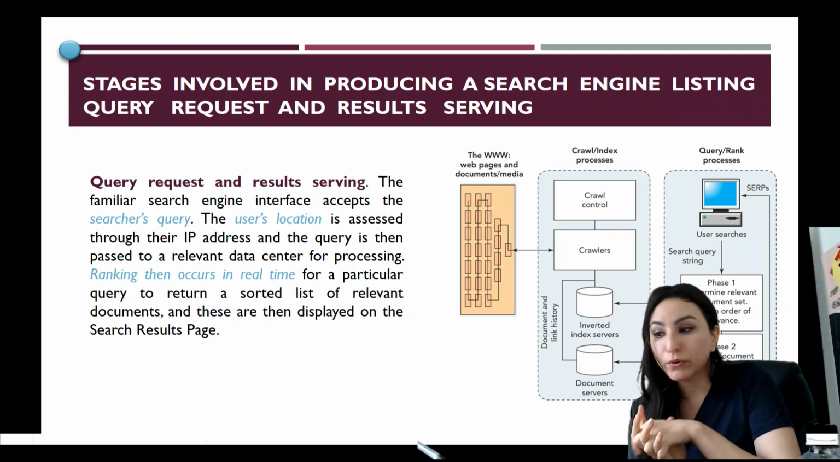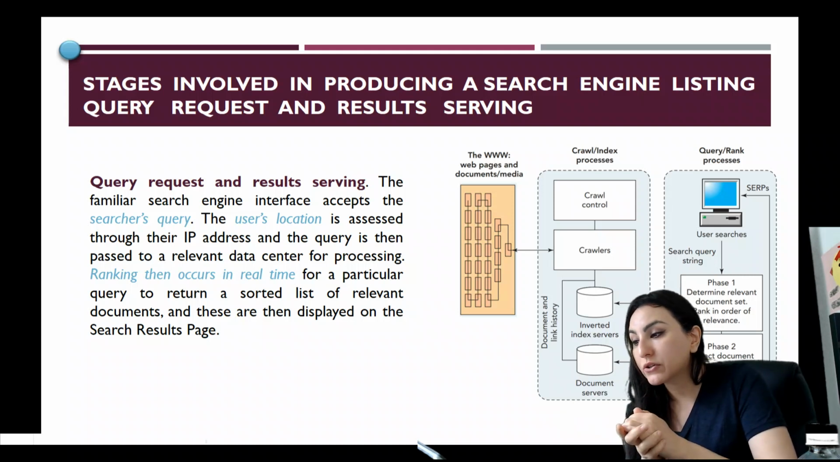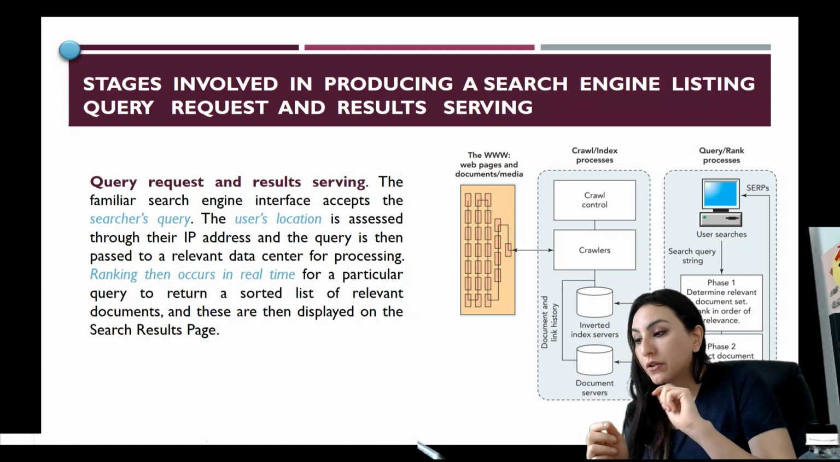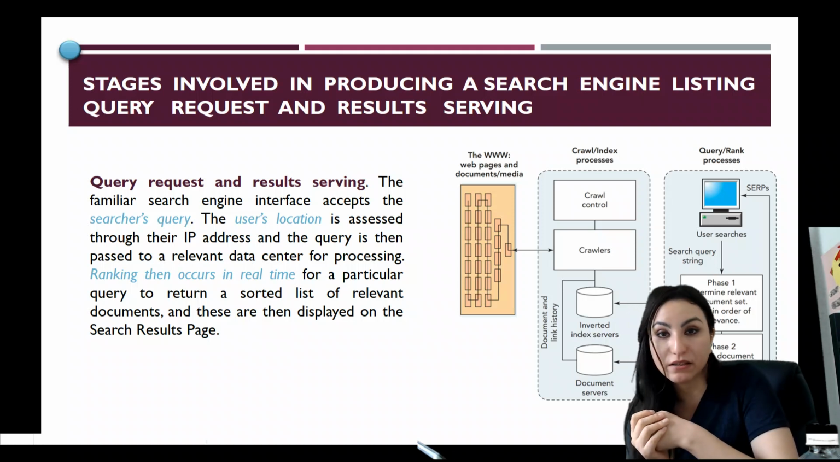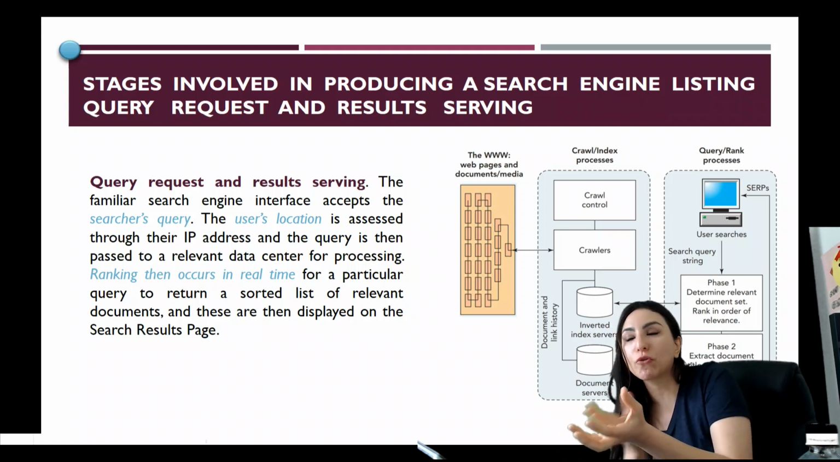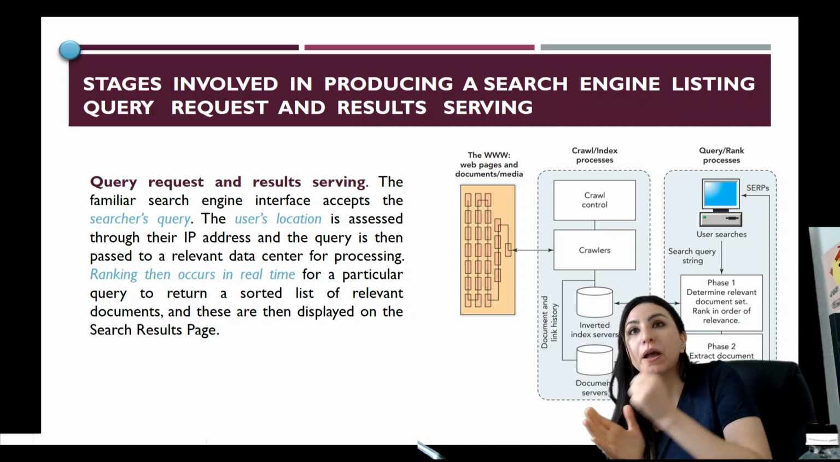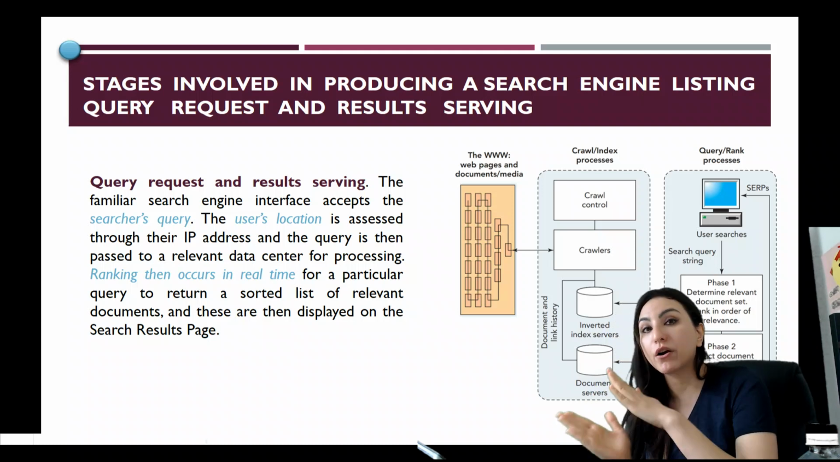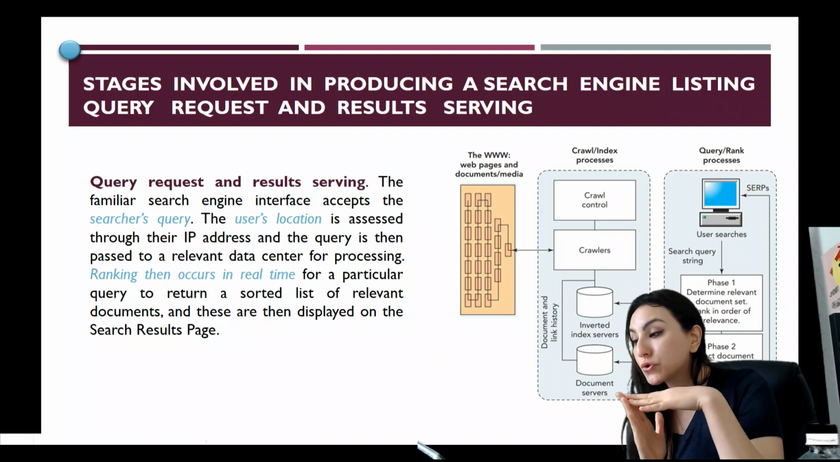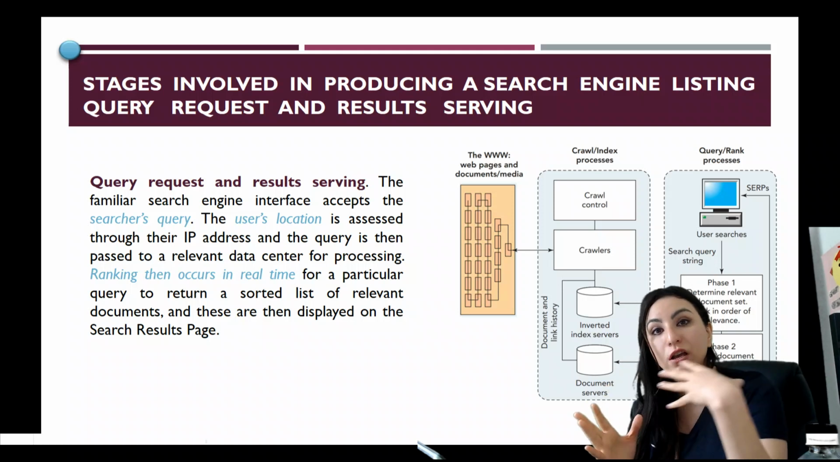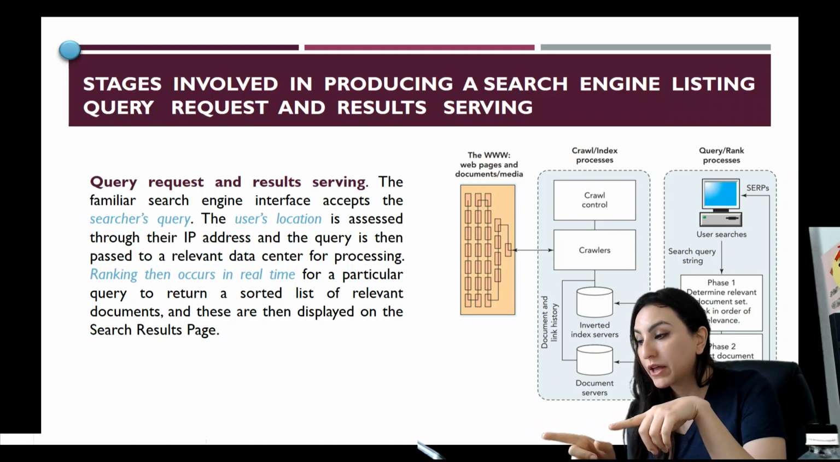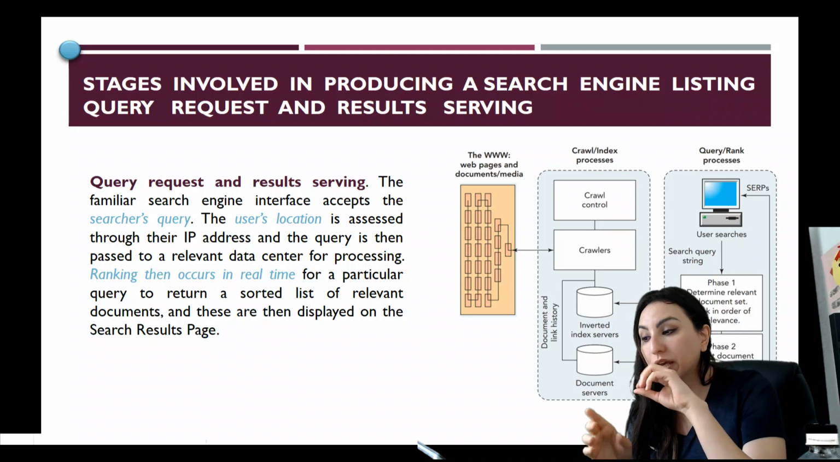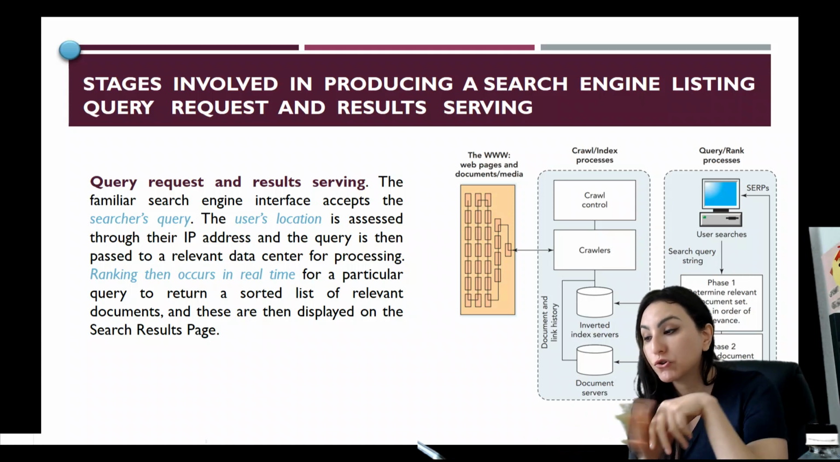Query request. Query request is when you are entering a certain keyword, but search engines accept the search queries, and the user's location is also assessed. They're not taking the keyword or the term from you only. No, they're taking the term, the keyword, or the search term, but they're also assessing the location. Where are you? They're also assessing your previous history and all that. So it's assessed through an IP address, then processed to relevant data centers so that they can give you the most relevant results even around your geography.